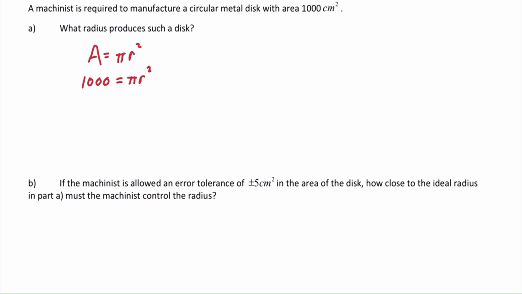Solving for r, we divide by pi. And then take the square root to get r is the square root of 1,000 divided by pi.